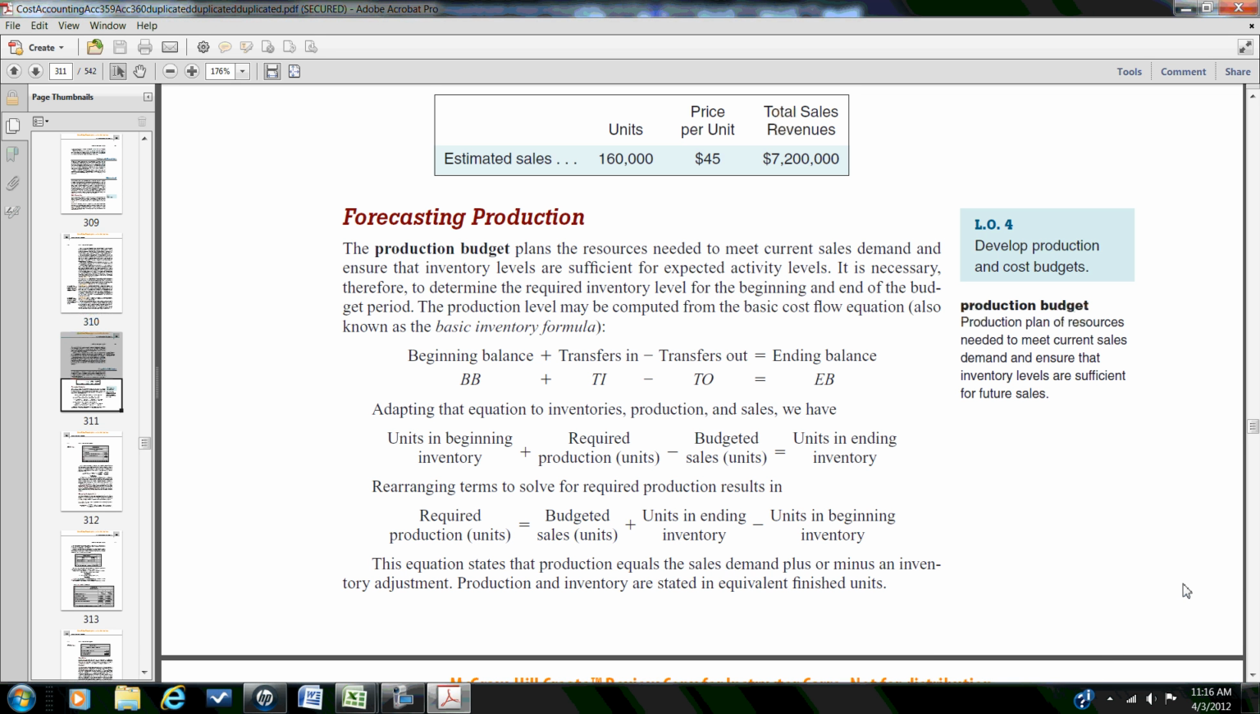In this video, we are going to be looking at the master budget, and we're going to be using the problem that is demonstrated in our textbook beginning on page 311. We're going to be working first on forecasting sales and production.